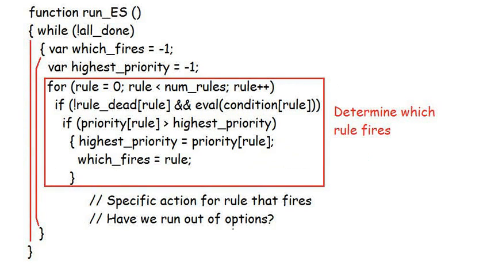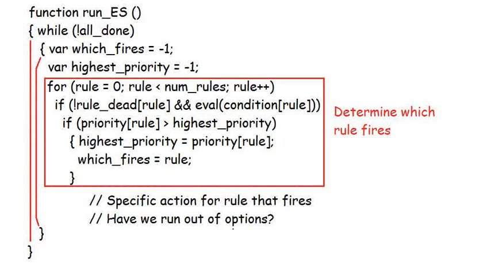The entire work of the expert system is carried out by a huge loop in function runEs, which is called by the start button on the screen. This loop runs continually until the variable all_done is set to true. The first stage of each run through the loop is to determine which rule, if any, fires. This is stored in the variable which_fires, initially set to -1.